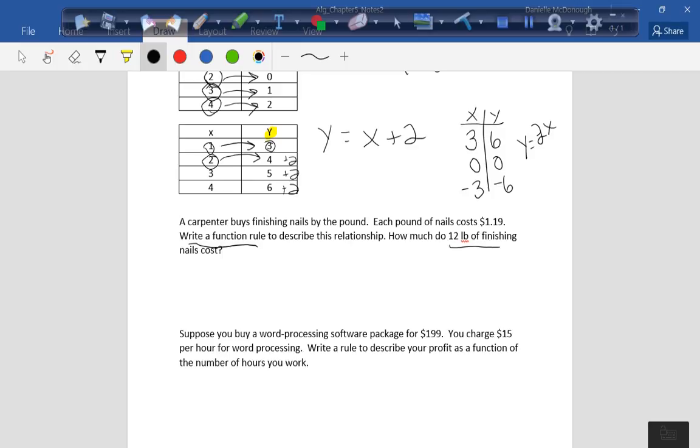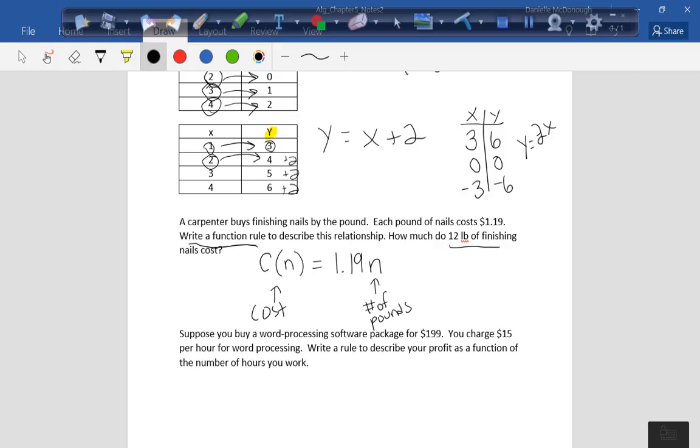So we need to write a function rule. It doesn't say we need to use function notation, but I'm going to. I'm going to let C of n represent the cost of any number of nails, and it's $1.19 per pound. And so what n is representing is the number of pounds.